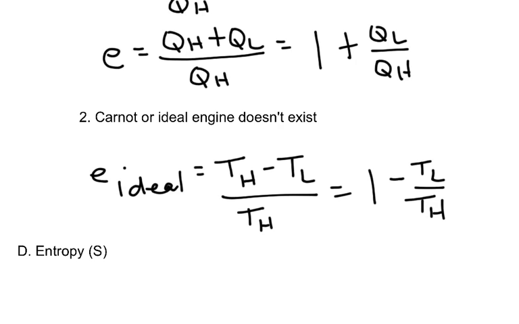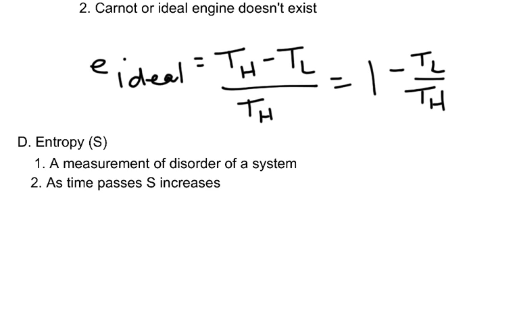The last thing I want to talk to you about is another way of referring to the second law of thermodynamics, and that's through a term called entropy. Entropy is simply a measurement of disorder of a system. The second law of thermodynamics says, during a natural process, as time passes, S increases. Or we can say, as time passes, the disorder of a system increases.